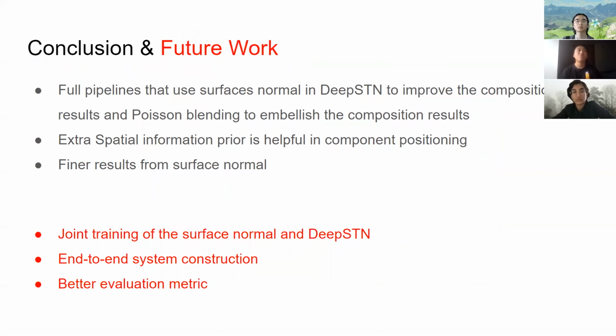So in conclusion, we made a full pipeline that uses surface normal and a deep STN to improve the compositional results, and uses Poisson blending to embellish the composition results. For future work, we think that joint training of the surface normal and deep STN will make our results better. And that's all for our project.